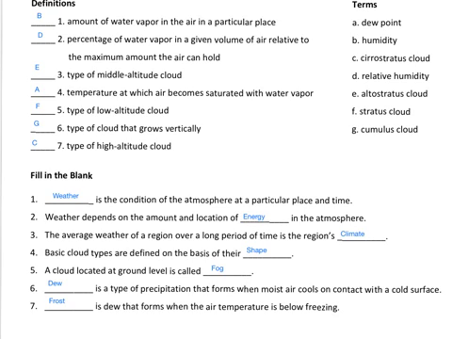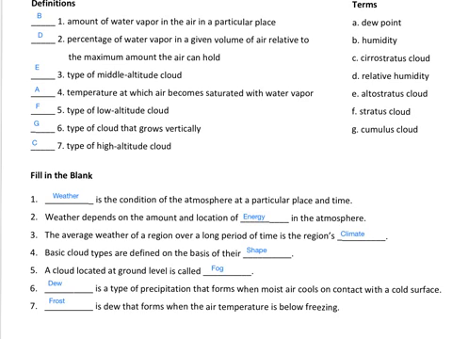Alright, and then with these statements here, weather is the condition of the atmosphere at a particular place and time. We've been talking about this for 3 chapters, so you guys should have nailed that one. Weather depends on the amount and location of energy. Stop and think about it. Energy is involved in temperature, it's involved in evaporation, it's involved in condensation. All these different phase changes need the energy. So, how much energy? Where's it going?